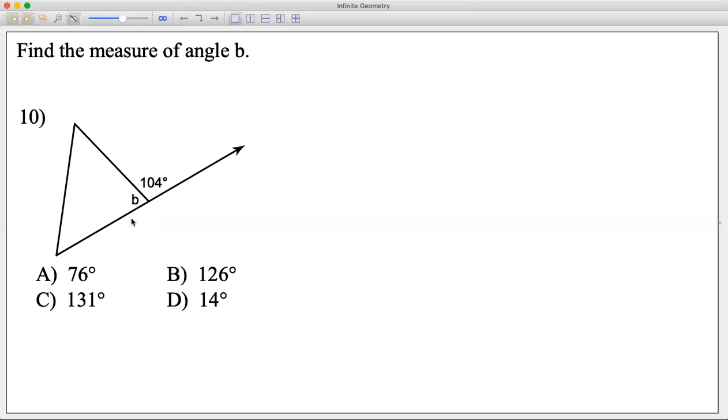What do you notice about these two angles right here? What do they make? Therefore, what's the setup? If they make a line, what's the setup? From?